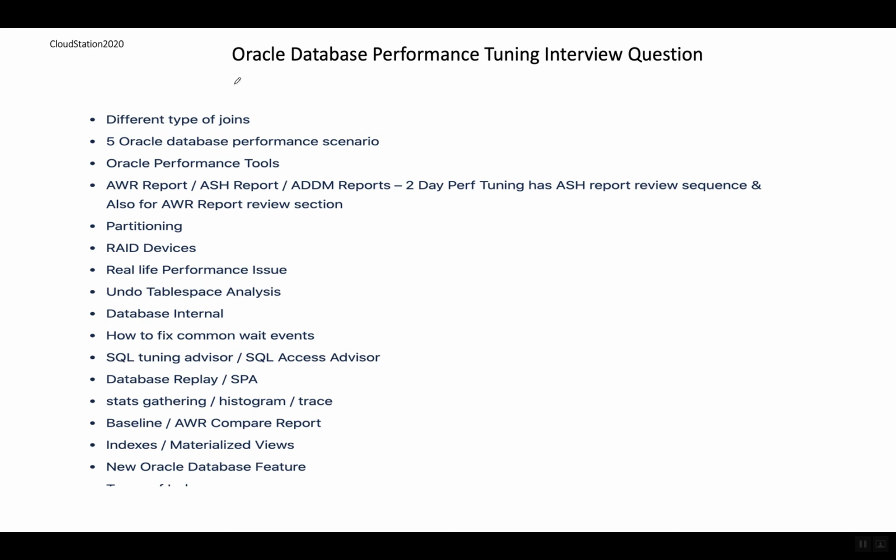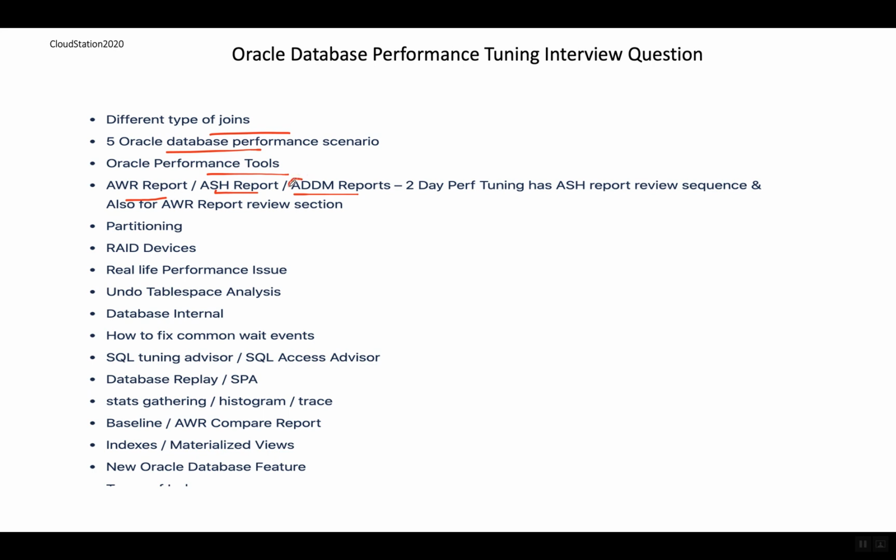First of all, you need to know the different types of joins, which is important, and how these joins work. You also need to know five Oracle database performance scenarios. If somebody asks you about a database performance scenario, you should be able to answer it start to end. You should know the performance tools. You should know how to generate an AWR report, ASH report, and ADDM report, and also how to read these and where they are important.